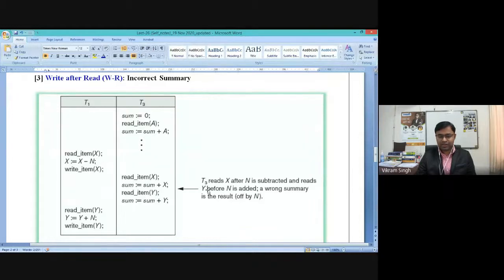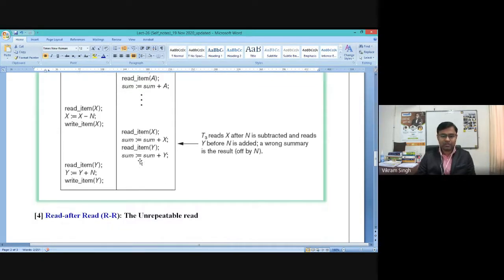So if T3 reads X after N is subtracted and reads Y before N is added, the result is a wrong summary. It is off because of the changes on X due to N, right? So we refer to this as an incorrect summary, and it is because we are reading a value after it has been modified. So this is the third possible case.